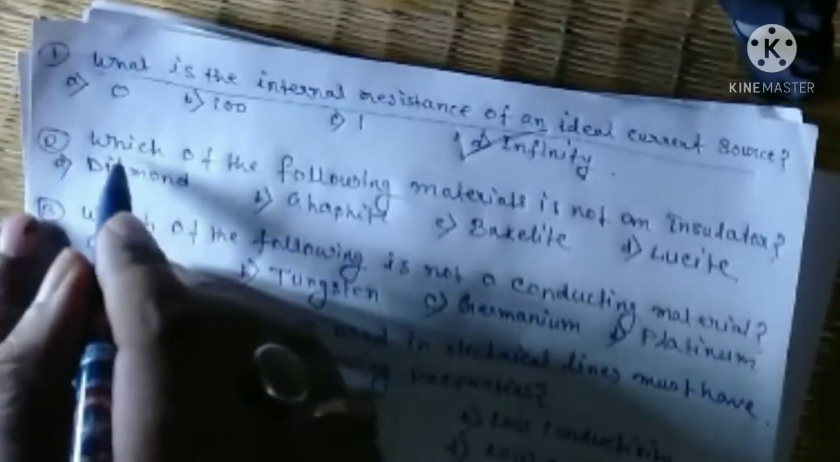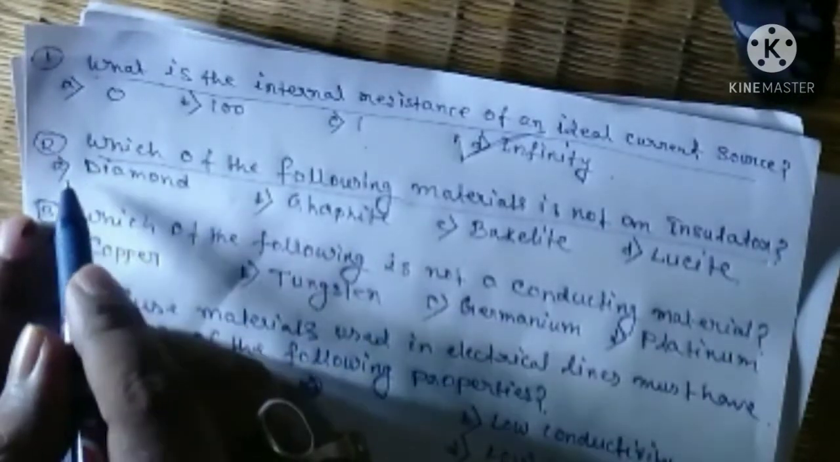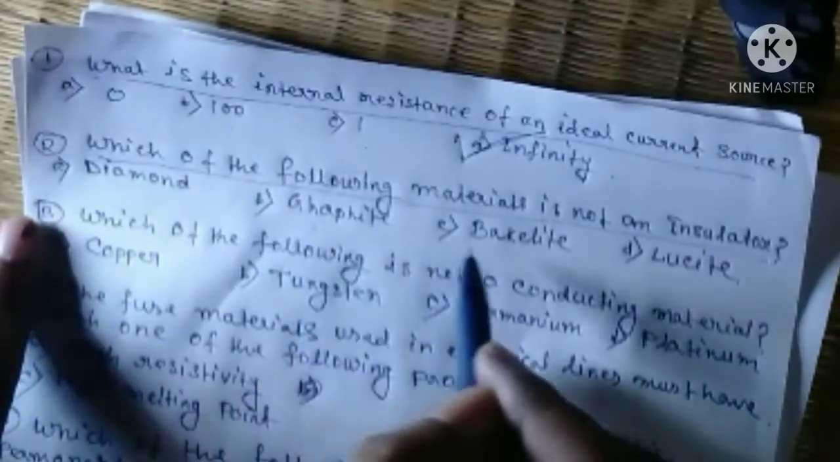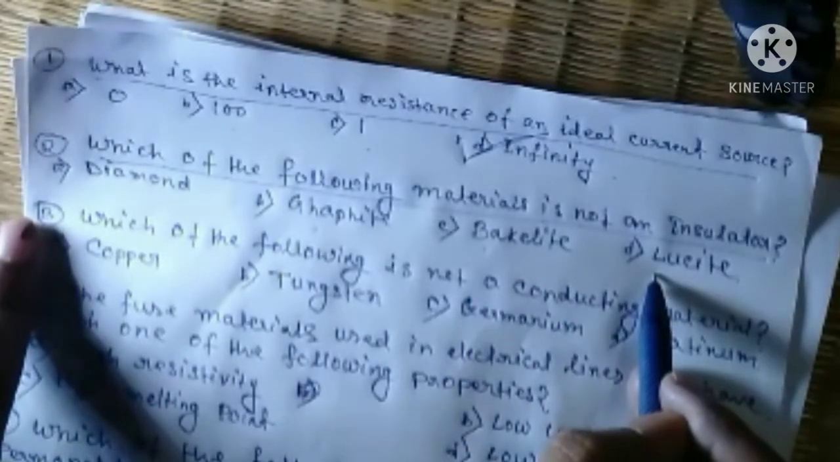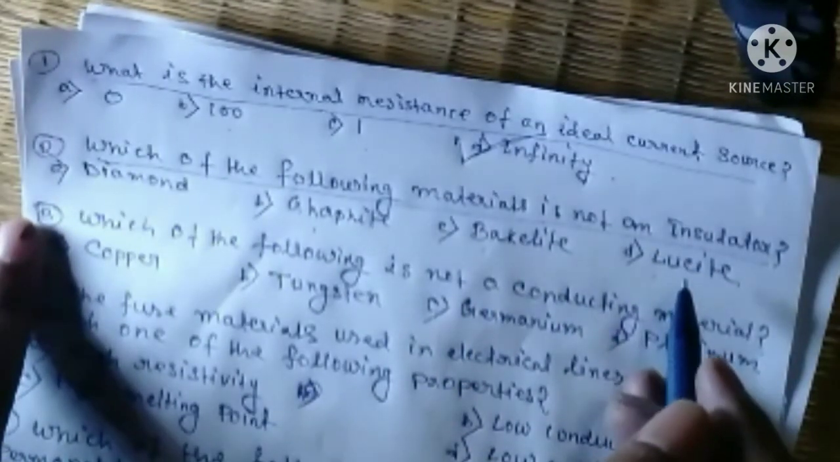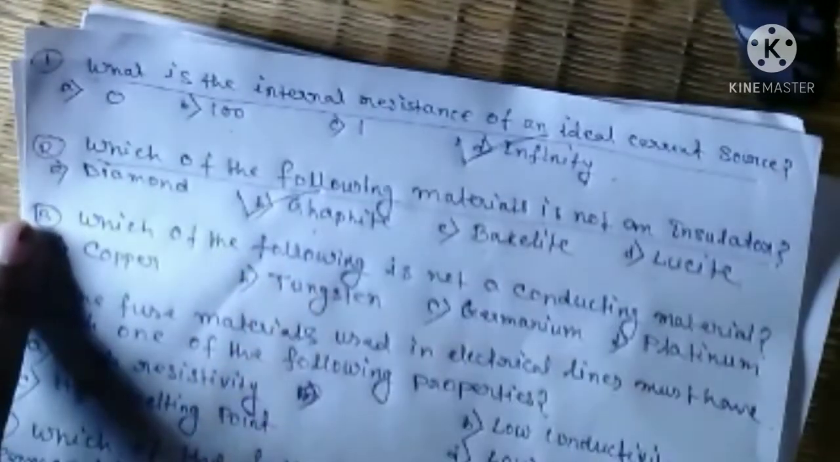So the next question is: which of the following materials is not an insulator? Option A is diamond, option B is graphite, option C is bakelite, option D is lucite. We know that graphite is not an insulator. It is the exceptional case. So option B, graphite, is the answer.